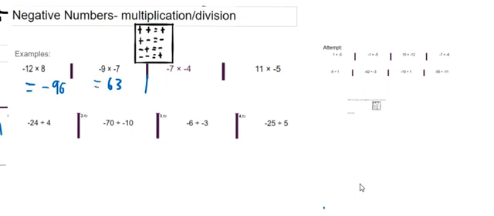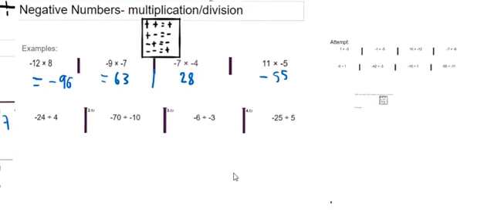Third one, I've got a minus 7 and a minus 4. So minus multiplied by minus will give me plus. 7 times 4 is 28, so positive 28. My last one, I've got a positive 11 and a minus 5. So positive times negative is negative, because look at this one here, positive and negative is negative. So 11 multiplied by 5 then is 55, so minus 55.